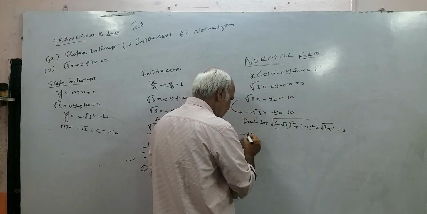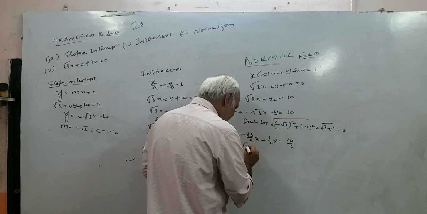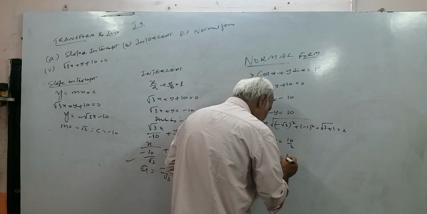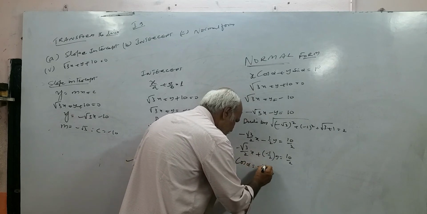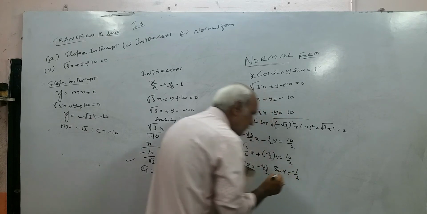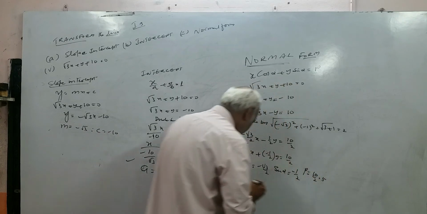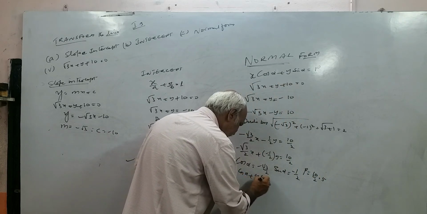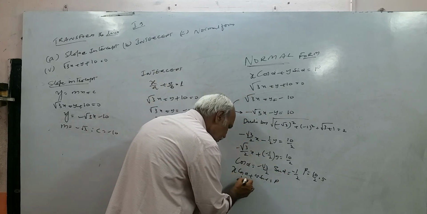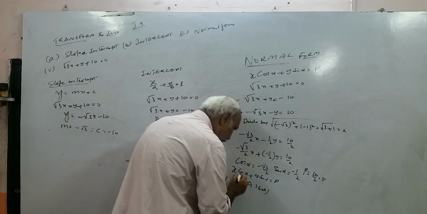Therefore, plus y is equal to 10 by 2. So cos alpha is equal to minus root 3 by 2, sin alpha is equal to minus 1 by 2, and p is equal to 10 by 2, which is 5. Therefore, x cos alpha plus y sin alpha is equal to p. And here alpha is what, sir? 0 to 360. Alpha belongs to 0 to 360.